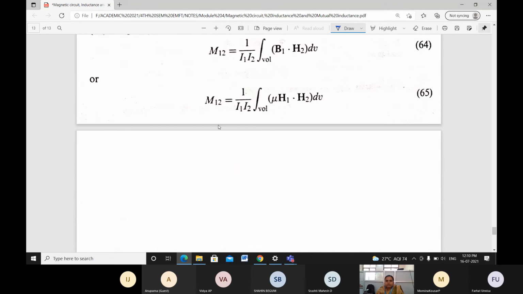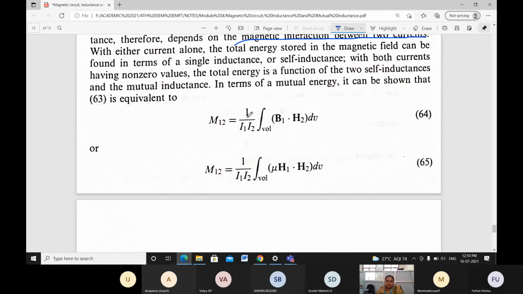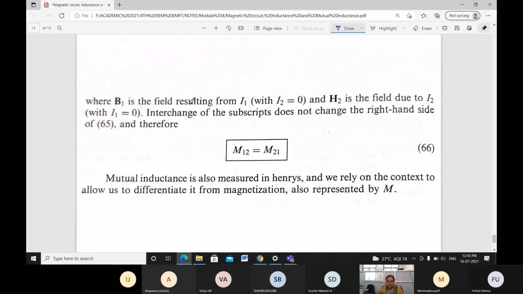The equations are M12 equal to 1 divided by I1 I2 volume integral B1 dot H2 dV. Or else M12 is equal to 1 divided by I1 I2 volume integral, where B can be written in terms of mu, mu H1 dot H2 dV. Here B1 is the field resulting from I1 where I2 is 0, and H2 is the field due to I2 where I1 is 0.